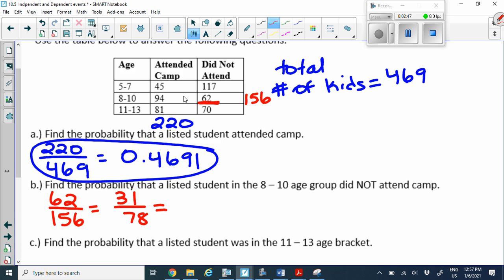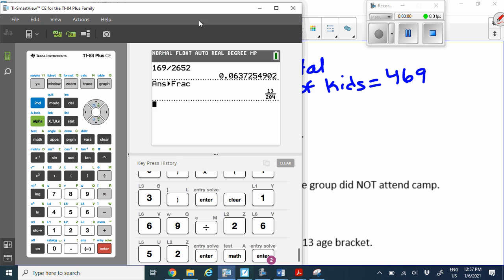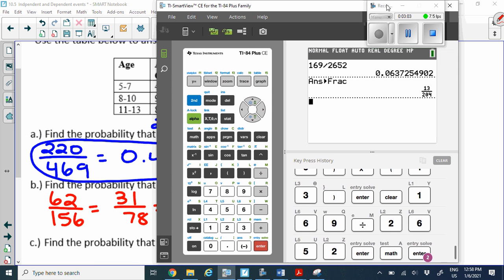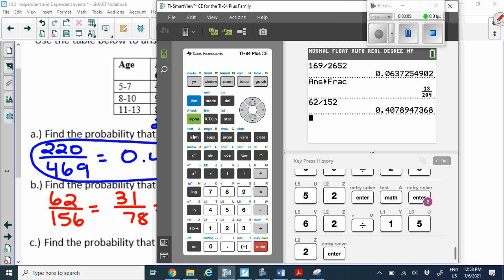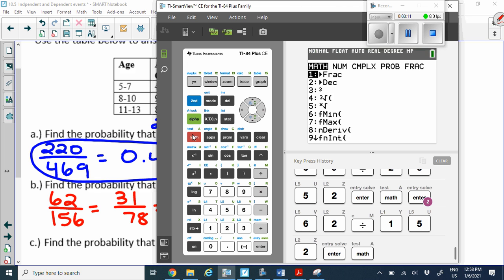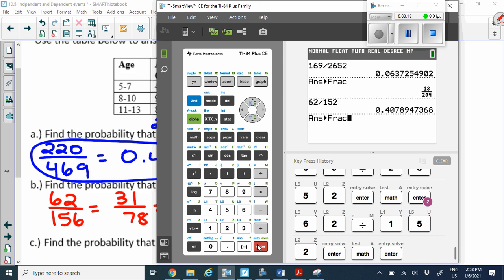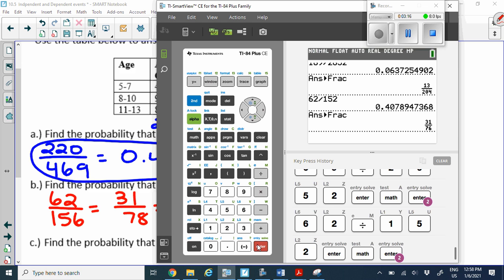Or we can write this as a decimal rounded to 4 places. That's 0.3974. And let me go ahead and show you how to change a fraction and make sure it's simplified. So we're going to put in 62 divided by 152. And then don't forget, if you want to, you can go into math, and then it's going to be frac. And there you go. And really, it should be over 76.